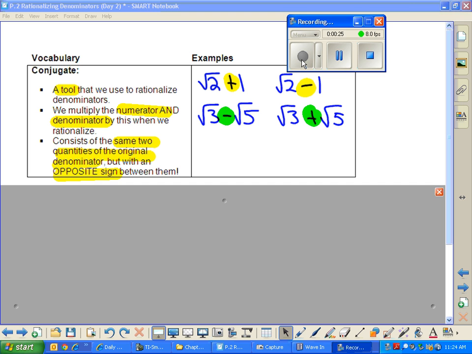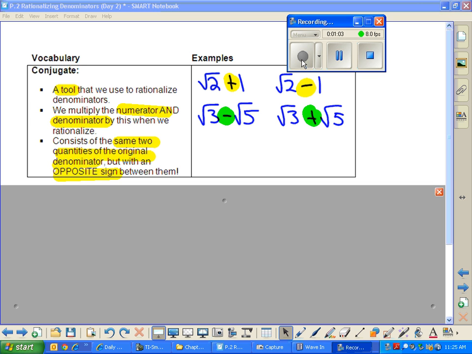Looks like you do. And a conjugate, quite simply, is just a tool, like a hammer or a screwdriver. It's a tool we can use to get rid of radicals on the bottom of a fraction. At least that's what we're going to use it for. Honestly, for our purposes, it's basically going to consist of the same numeric values in the original denominator, just with a different sign, opposite sign, in between.